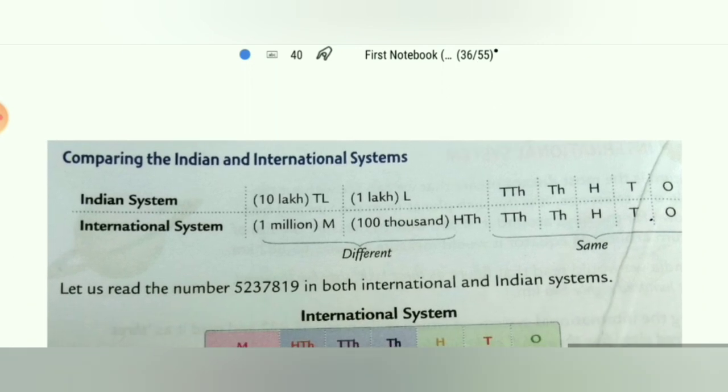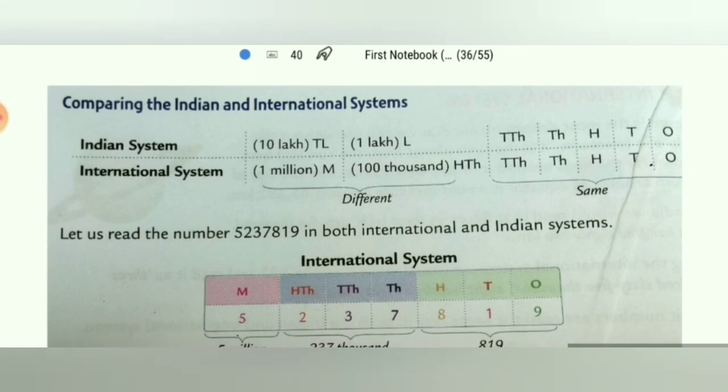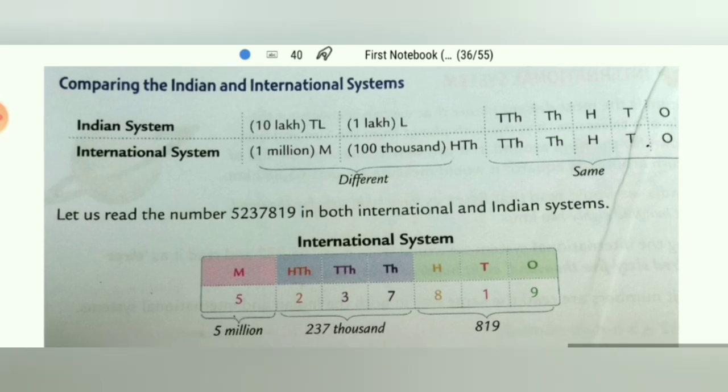Next, just now we have learned the comparison again. They start from ones till lakh. See, first, second, third, fourth and fifth, till 10,000, it is same in both systems, international as well as Indian system. After this, the changes will come in lakh. 1 lakh equals to 100,000 and 10 lakh equals to 1 million. This changes only.